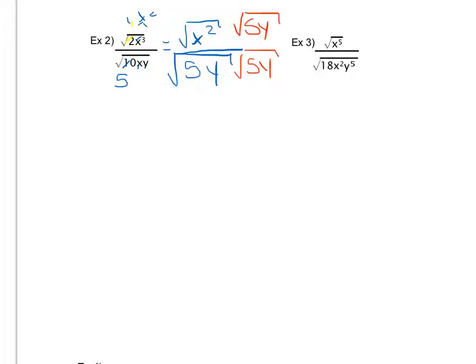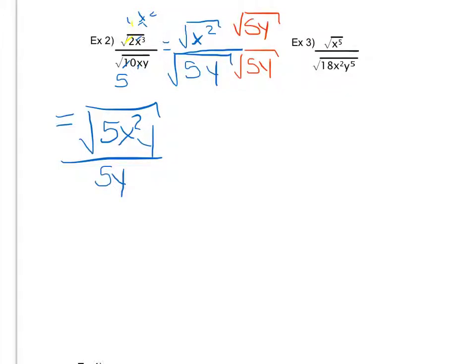On top, that is then going to give me the square root of 5y times x squared, which is 5x squared y. Remember, it does not matter what order we multiply in, so I could have written x squared 5y. I just tend to put my numbers in the front and then put my letters in alphabetically. The square root of 5y times the square root of 5y. Well, if I multiply two monomial radicals together, the radicals or the square roots disappear, leaving me with just the 5y. That's called my radicand.